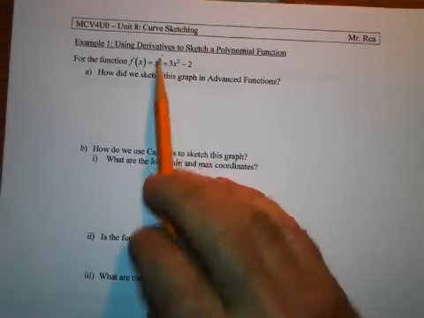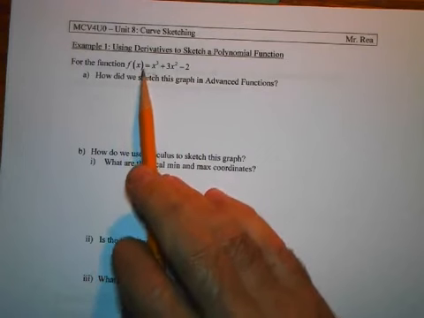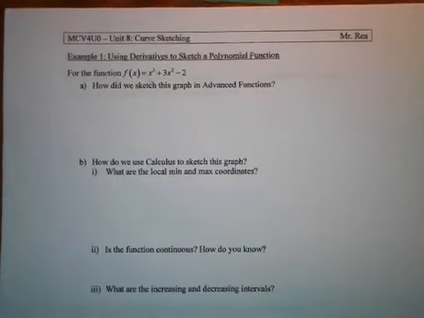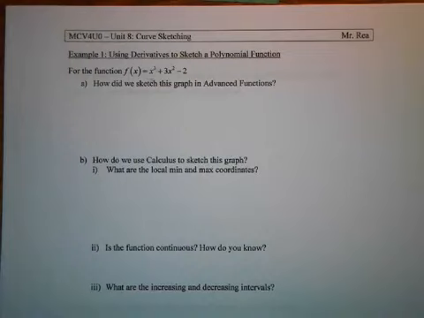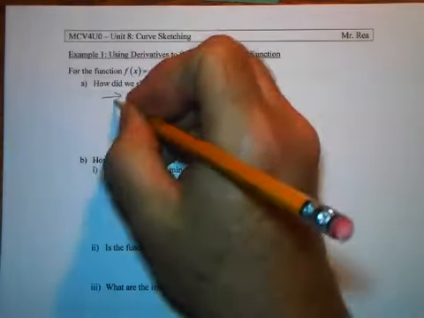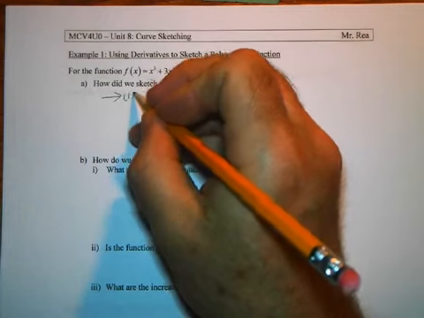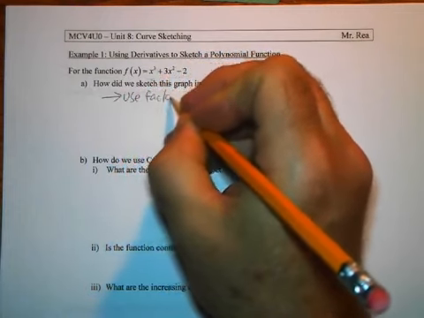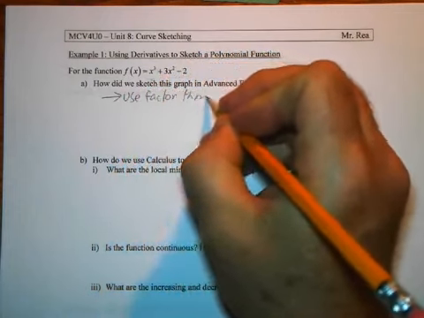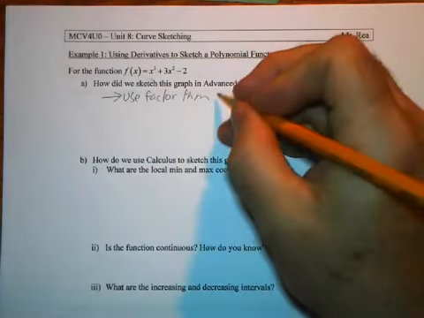So we have the cubic here. First example, f of x is x cubed plus 3x squared minus 2. How did we sketch this graph in advanced functions? Okay, so hopefully most of you will remember that. So what we did is we used the factor theorem to find the zeros.